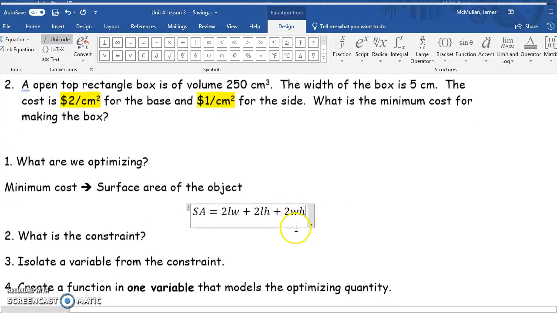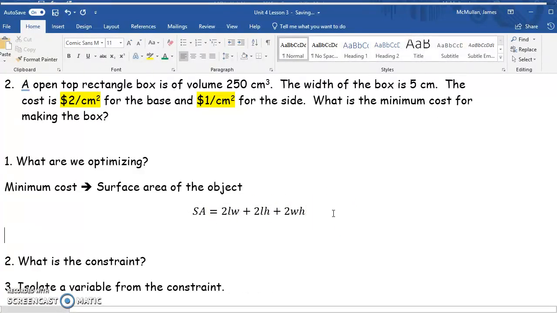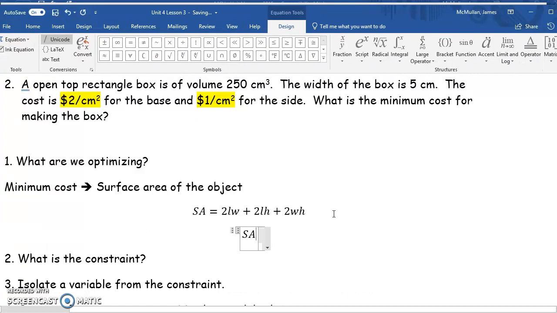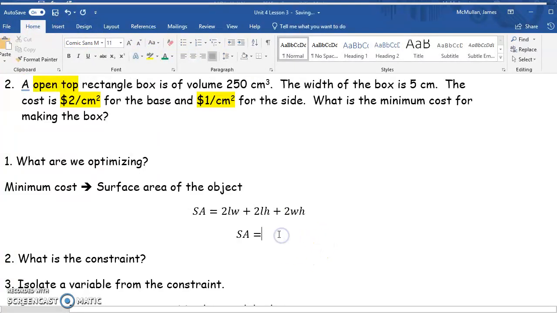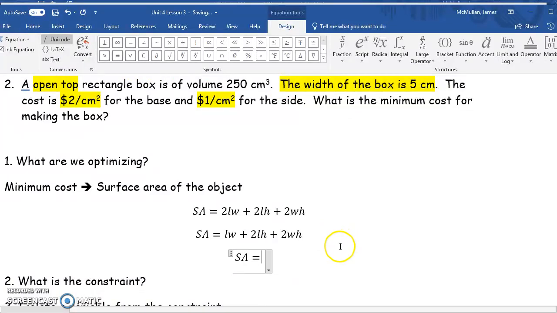Now, in our case, there are a few shortcuts we could take here, because in our case, for one, it's an open top box, right? It says up here it's open top, which implies that we don't actually need to account for the top when we're doing our calculations. So length width plus two length height plus two width height. And the other thing is that it tells us that the width of this box is set at 5 centimeters. So that gives us even more information.